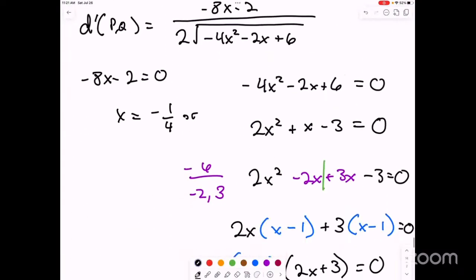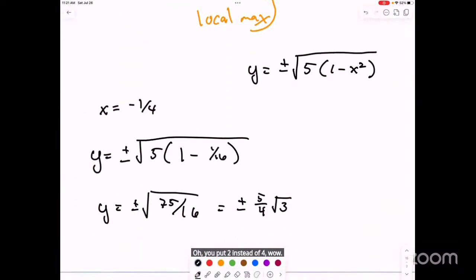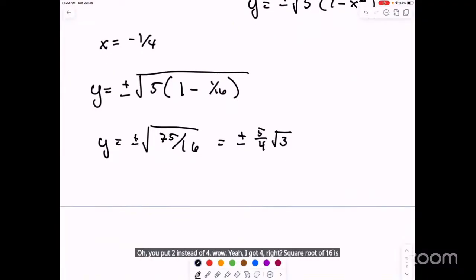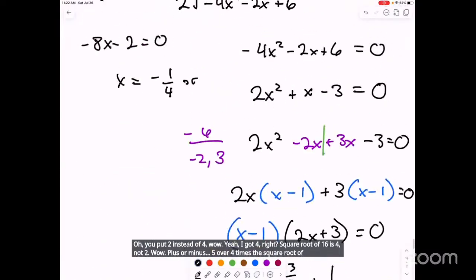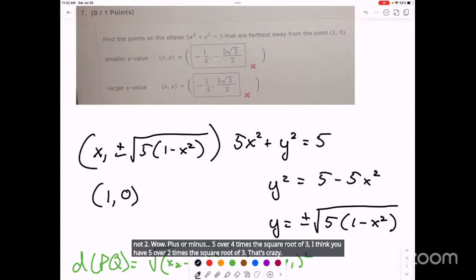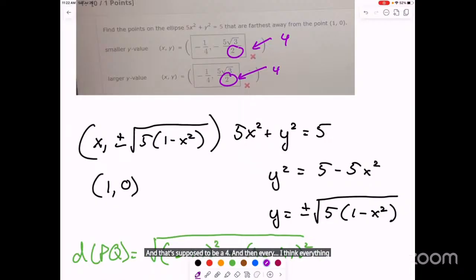Oh, you put 2 instead of 4. Wow. Yeah, I got 4, right? The square root of 16 is 4, not 2. Plus or minus 5 over 4 times the square root of 3. I think you have 5 over 2 times the square root of 3. That's crazy. Yeah, so right here, I think that's supposed to be a 4, and that's supposed to be a 4. And then I think everything else is good.